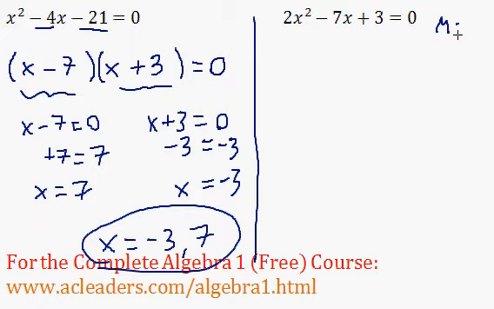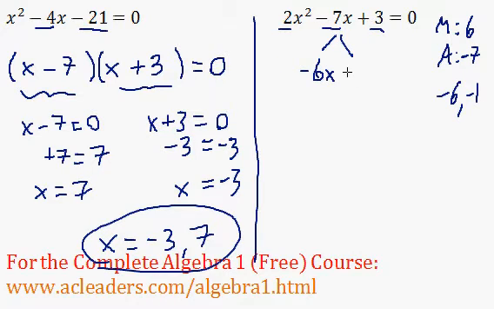Over on this side, 2x squared minus 7x plus 3 equals 0. We're looking for two numbers that multiply to whatever these two multiply to, which is positive 6, and that add up to negative 7. Those numbers will be negative 6 and negative 1. So we can split up the negative 7x into negative 6x and negative 1x. You can add the 3 equals 0 and bring down the 2x squared.